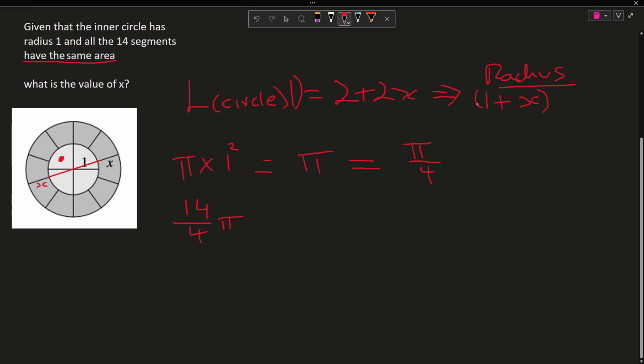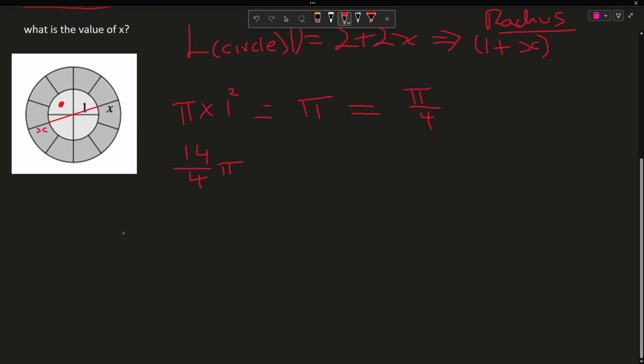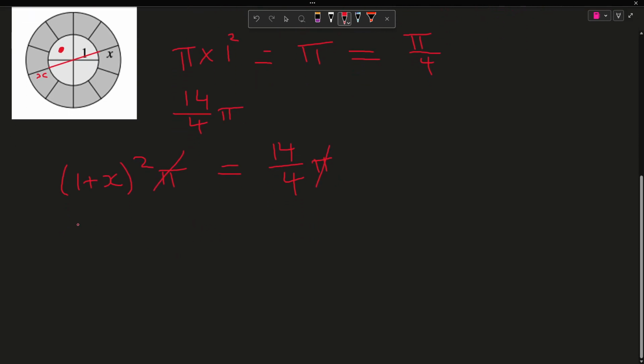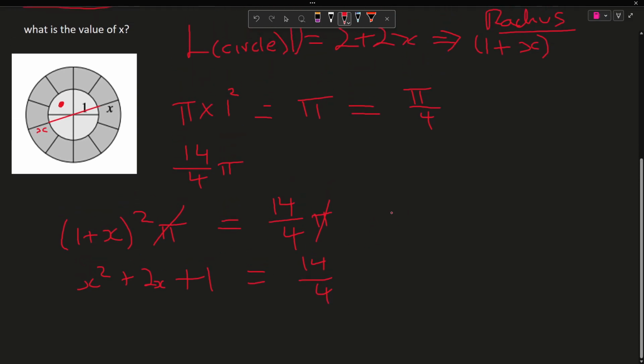So, what can we say? We know the radius of the larger circle, so using pi r squared again, 1 plus x squared times pi is equal to 14 over 4 pi, because the area of this whole circle is just equal to the combined total of the 14 segments. Now we can divide by pi and expand this, so we get x squared plus 2x plus 1 equals 14 over 4. Then we rearrange to get your regular old quadratic: x squared plus 2x minus 10 over 4.